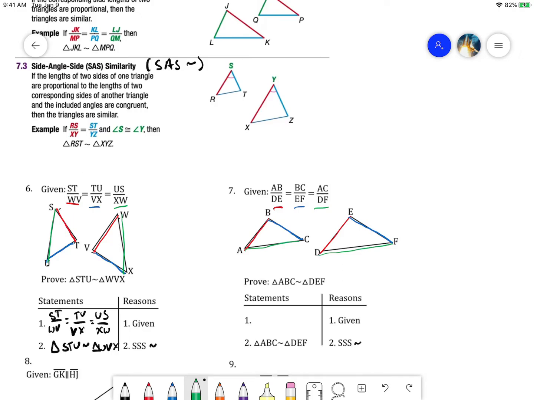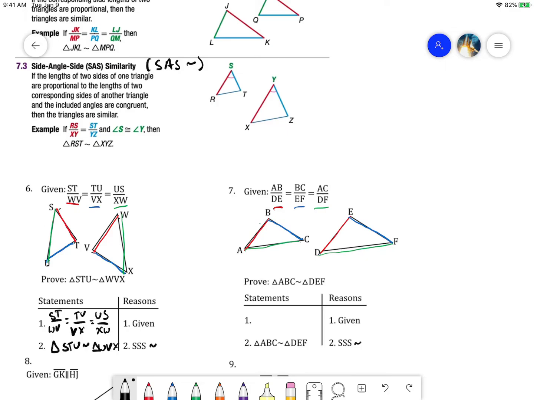Once we know that that ratio is true, and we can see that all 3 of our sides match up here, it's very easy for us to say that triangle ABC is similar to triangle DEF, simply by side, side, side similarity. And again, from number 7, the only thing we're really missing in here is what?